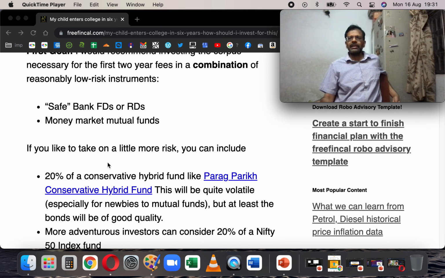But that should not make a big difference to the volatility. The state government bonds themselves will be volatile. If you want to take on a little bit of risk, of course you have to take a chance sometimes in life, then this can be a good fund for you.